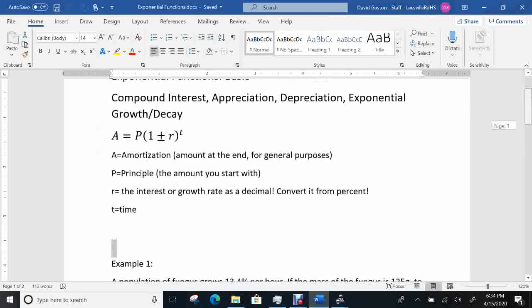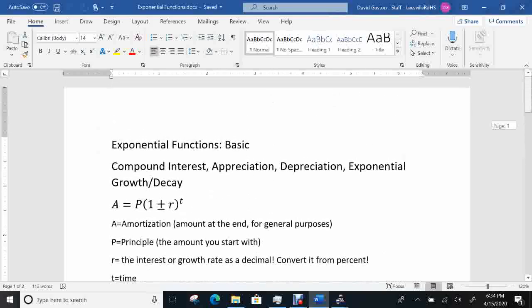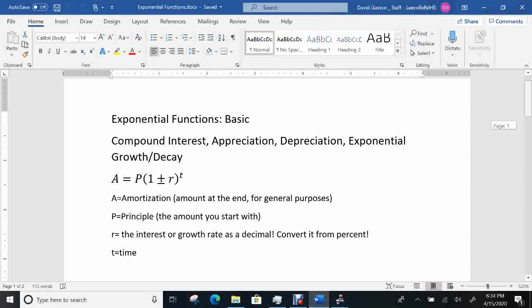Okay, folks, in this video, we're going to talk about setting up some exponential functions. These are some really basic ones. Frequently, they say appreciation, depreciation. They might call it exponential growth or decay. This is also annual compound interest.